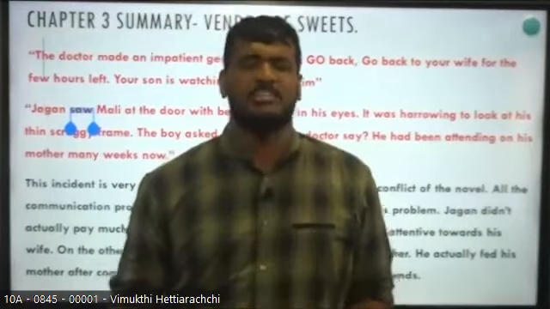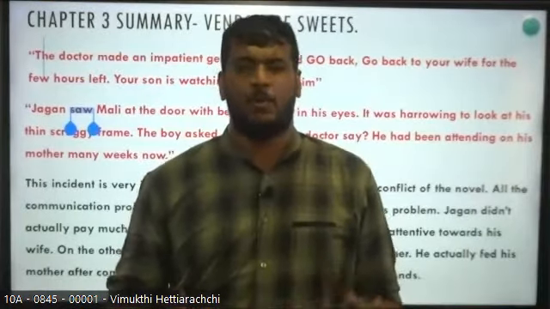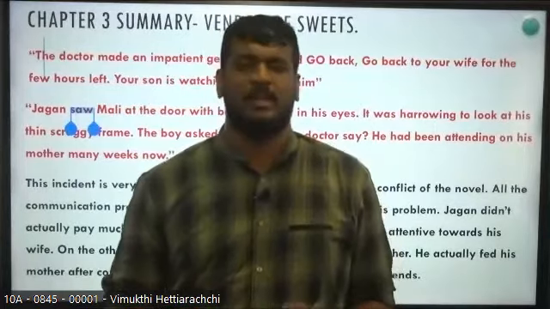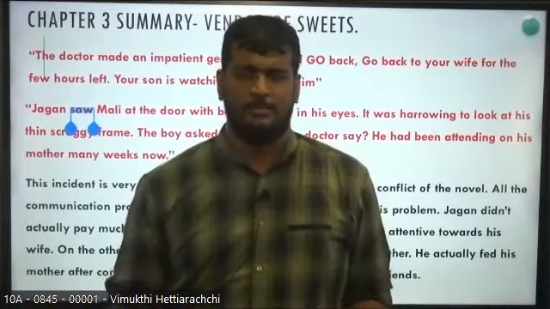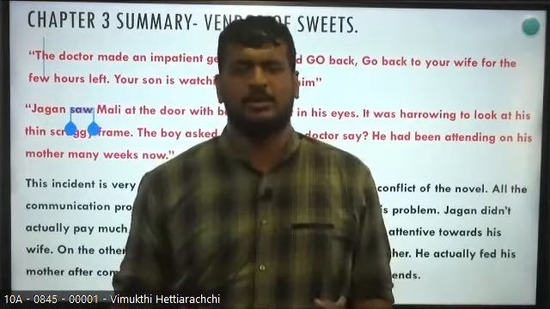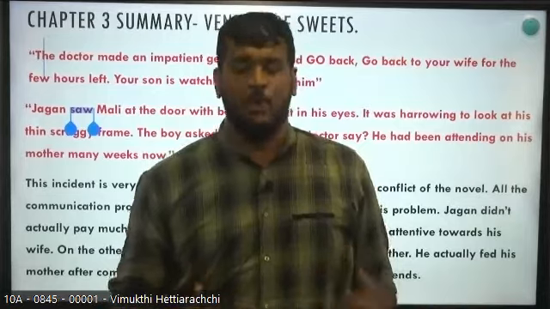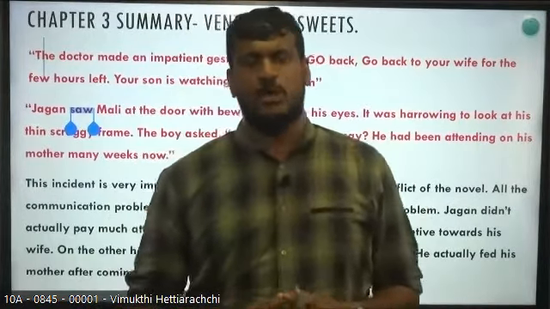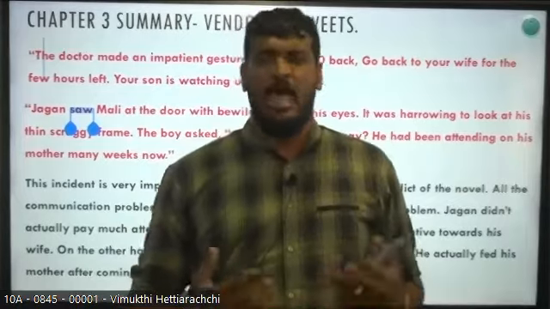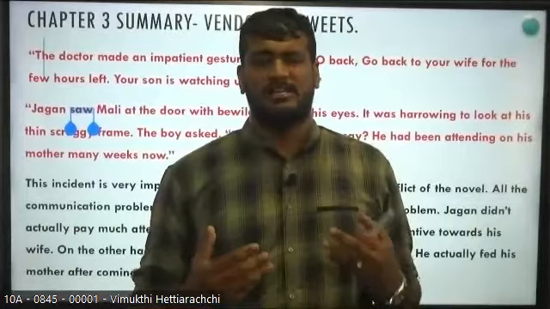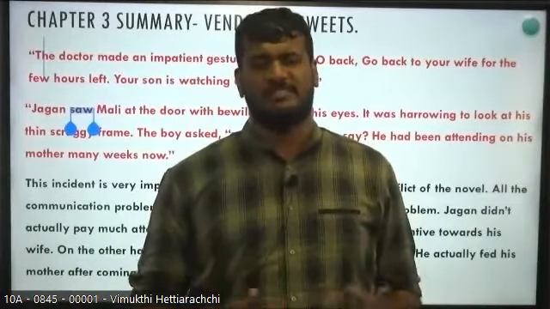Later, Jagan realized that he did not provide proper advice. He did not provide proper guidance. As a result of that, Mali becomes a drunkard. When Mali becomes an alcoholic, we will get to know about that. Right? So here in chapter number 3, the main problem between Jagan and Mali is introduced to us. That is Ambika's death. Ambika suffered from a brain tumor, a brain cancer. So Jagan did not allow her to take any Western medicine.